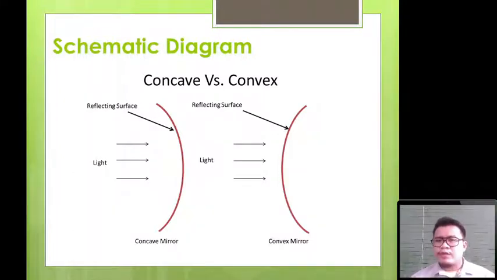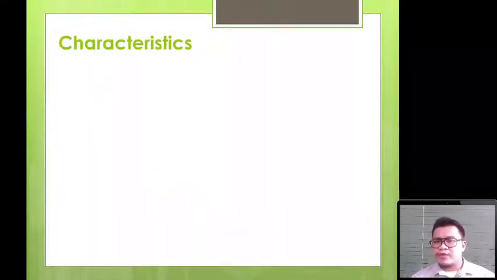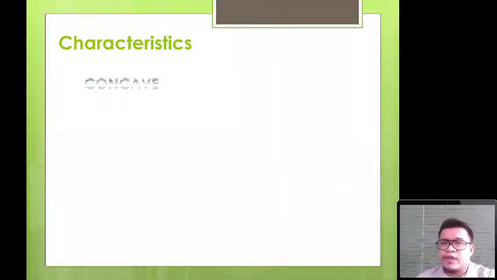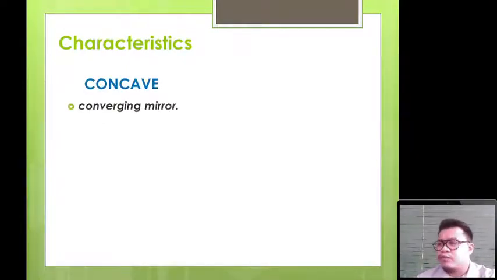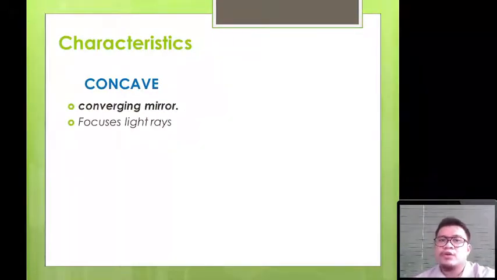One way that we can describe it is by the use of a ray diagram method, which we will talk about later. But let's discuss first the characteristics of the images. For concave, we call them converging mirrors because light rays are converged when they reflect from this type of mirror. That's why they are also able to focus light rays.